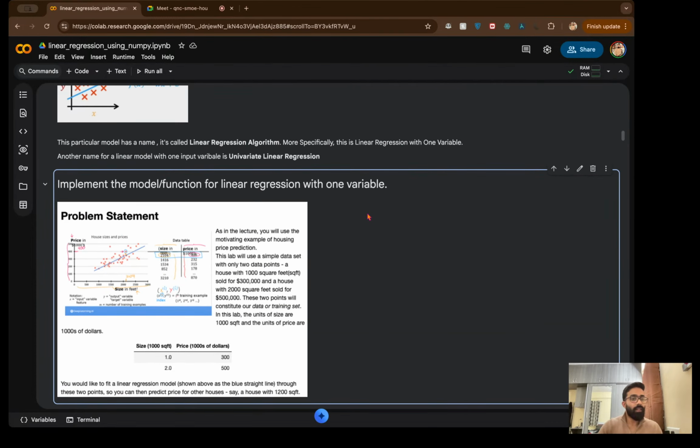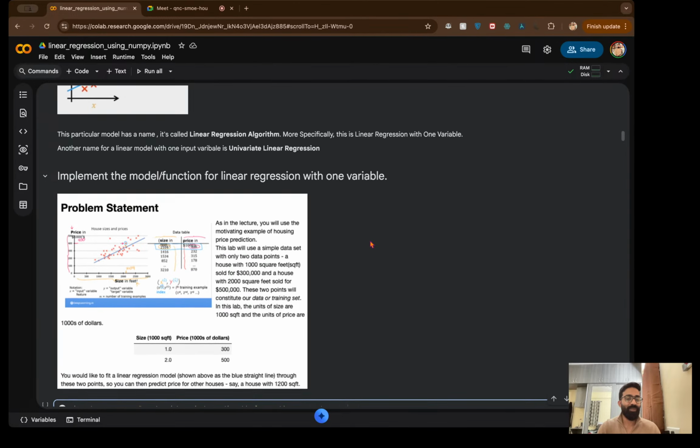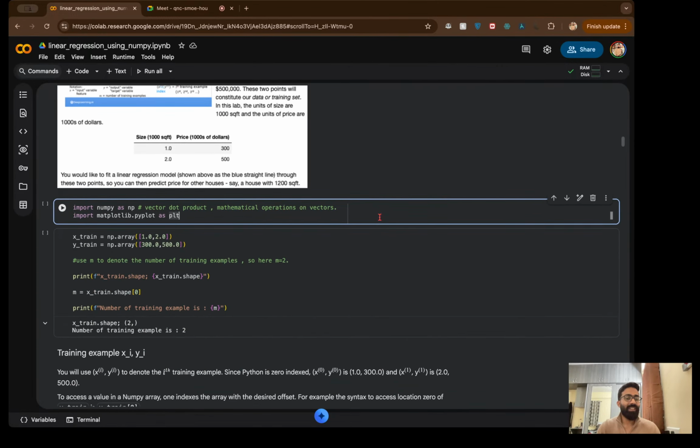I'm sorry, guys. I forgot to unmute myself. I keep talking, but that is okay. If you have any questions, you can paste them in the comments, and I will answer each of your questions regarding this linear regression using numpy.